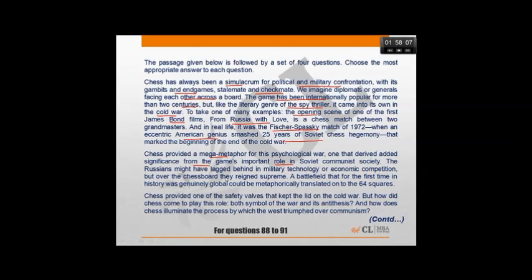in Soviet Communist society. The Russians might have lagged behind in military technology or economic competition, but over the chessboard they reigned supreme, a battlefield that for the first time in history was genuinely global could be metaphorically translated onto the 64 squares. Chess provided one of the safety valves that kept the lid on the Cold War, but how did chess come to play this role? Both symbol of the wall and its antithesis. And how does chess illuminate the process by which the West triumphed over communism?